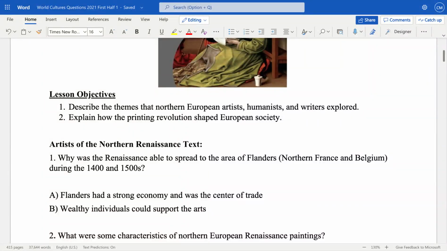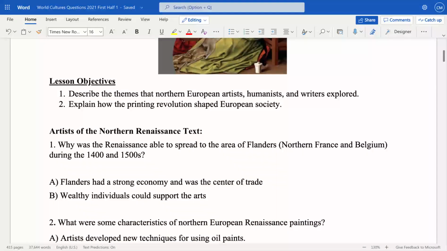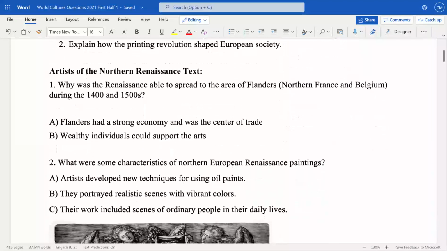Number two, what were some of the characteristics of Northern European Renaissance paintings? Artists developed new techniques for using oil paints. They portrayed more realistic scenes with more vibrant colors. The work included scenes of ordinary people and their daily lives.